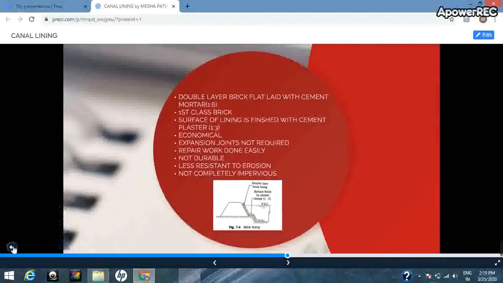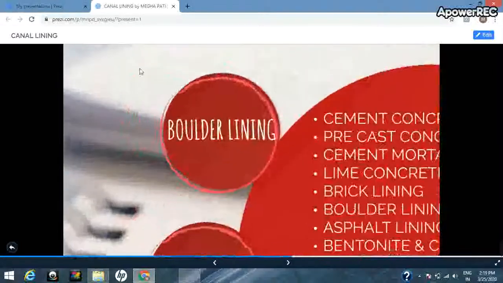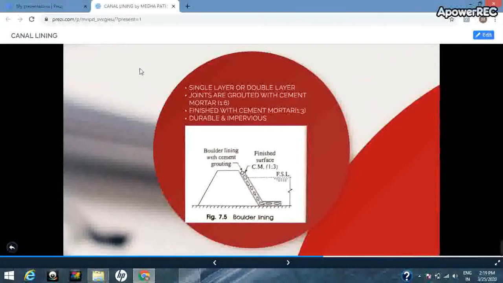Okay, next we have boulder lining. In boulder lining, we have a single layer of boulder or a double layer of boulder which is joined with the subgrade with cement mortar 1:6 ratio. That means 1 portion of cement and 6 portions of sand. And this particular layer of boulder is finished with cement mortar 1:3. It is durable also and it is impervious also. This type of boulder lining is also used in full banking.